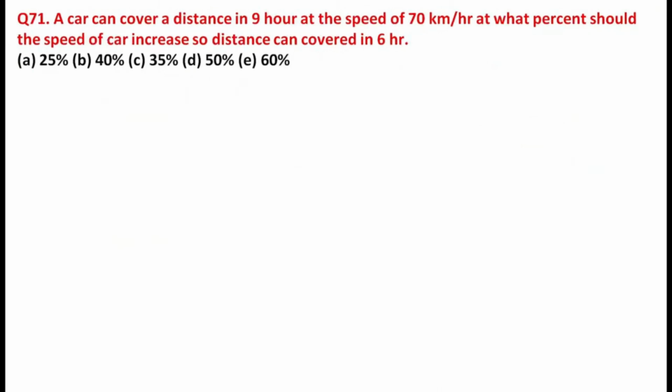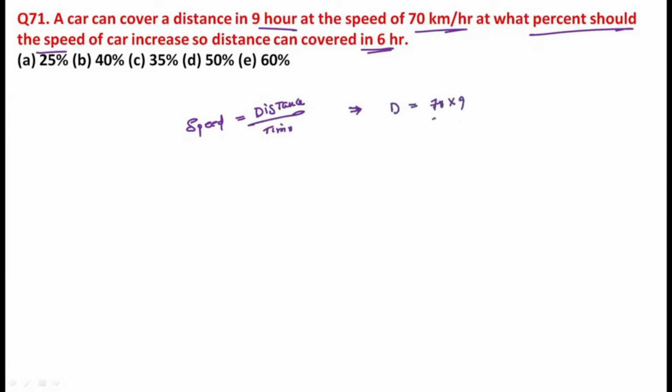Next one. A car can cover a distance in 9 hours at a speed of 70 km/h. By what percentage should the speed of the car increase to cover this distance in 6 hours? So you already know that, guys. Speed is equal to distance by time. Now the distance covered is exactly 70 into 9. And this distance they need to cover in 6 hours.